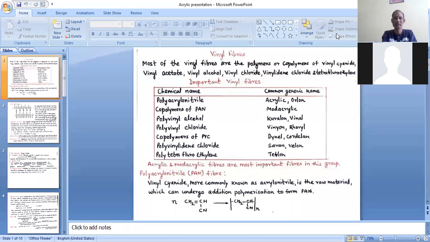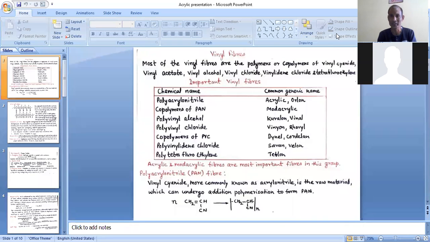So it comes in the category of vinyl fibers. In the vinyl fibers, different fibers are considered. Most of the vinyl fibers either are the polymers of vinyl cyanide or copolymers of vinyl cyanide, vinyl acetate, vinyl alcohol, vinyl chloride, vinylidene chloride and tetrafluoroethylene.